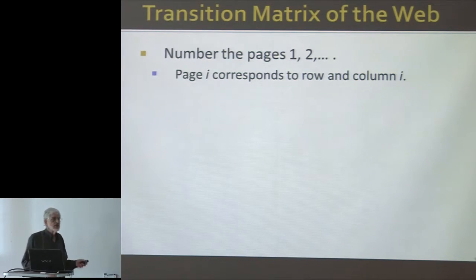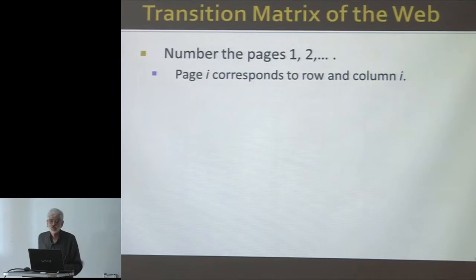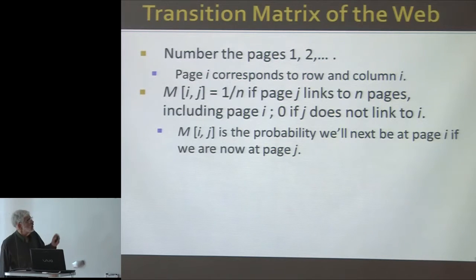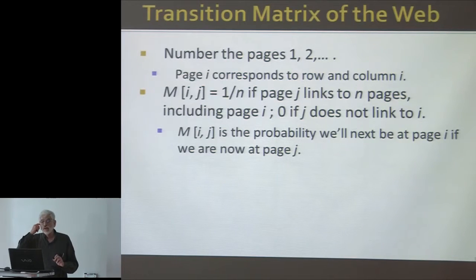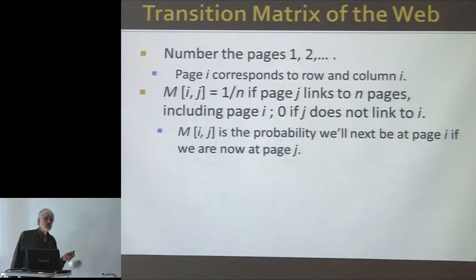So first of all, what's the transition matrix of the web? I'm going to assume that the pages are indexed, numbered 1, 2, 3, and so on, and the ith page will be represented by both row and column i in the matrix. The element m_ij, that is the element in row i and column j, will be 1/n if page j links to n pages, including page i.